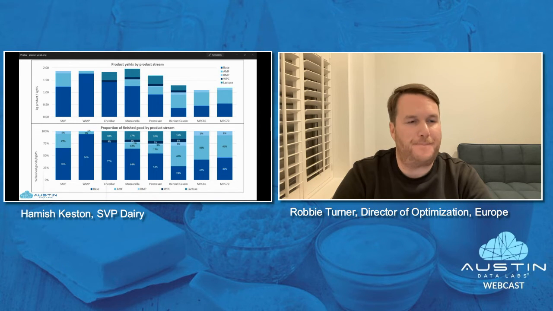For the cheese stream, the reason for the higher yield is that cheese has more water in it, typically 30 to 40%, than do powders or proteins, which are typically in the single digits in terms of moisture.